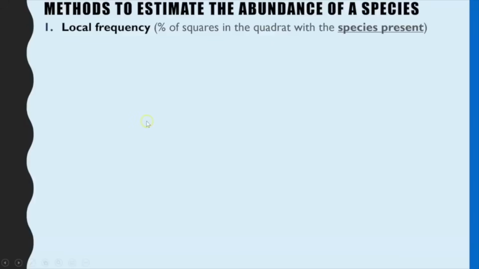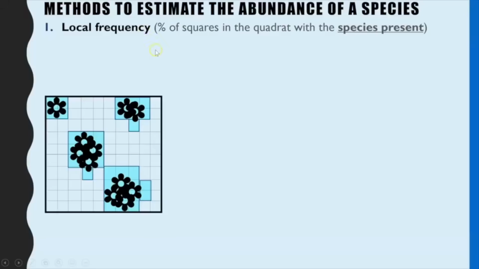So the final thing then is how you know which method you're going to use to count or collect the data inside of the quadrat. And I'm going to go through 3 key methods. So number 1, local frequency. This is where you are counting the number of squares which have the species present, but because we have 100 squares, we represent it as a percentage.